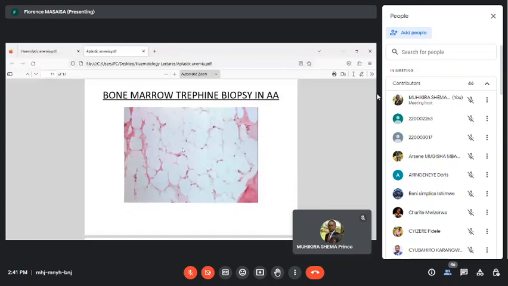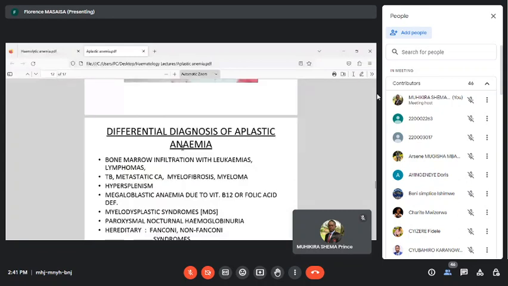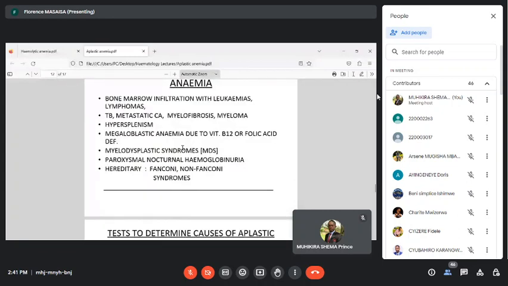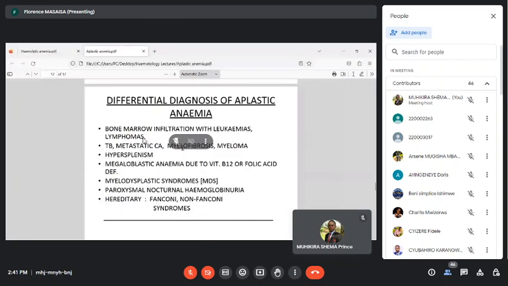So, differential diagnosis. Remember to mention all the conditions which may cause pancytopenia. We have bone marrow infiltration by leukemias, lymphomas, or any other cancers, TB, myelofibrosis. So any infiltration of the bone marrow by cancer or infection. They may also have aplastic anemia. We can have myelodysplasia or paroxysmal nocturnal hemoglobinuria and so on. So these are the conditions which may cause pancytopenia.